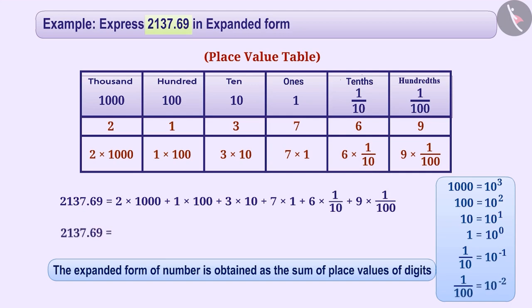With this, the expanded form of the given number can be written as 2 into 10 to the power 3 plus 1 into 10 to the power 2 plus 3 into 10 to the power 1 plus 7 into 10 to the power 0 plus 6 into 10 to the power minus 1 plus 9 into 10 to the power minus 2.